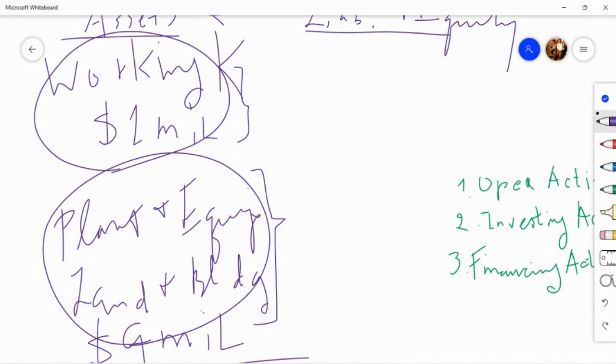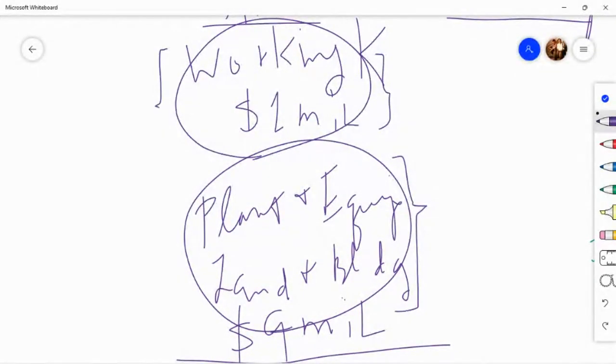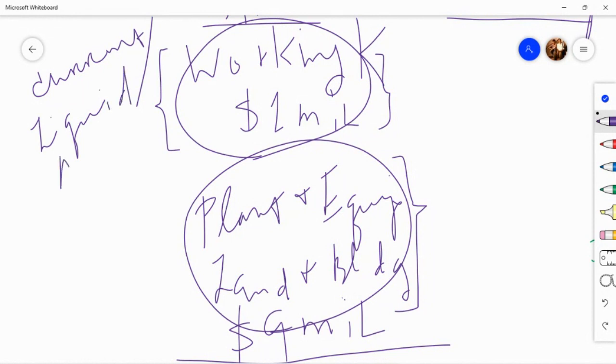Another name for this working capital is current assets or liquid assets. Okay, and we talked about what liquid means. Liquidity means, first of all, how easily you convert any asset into cash. So cash is already cash, so cash is the most liquid asset, right? So all these line items will be listed in the order of liquidity.